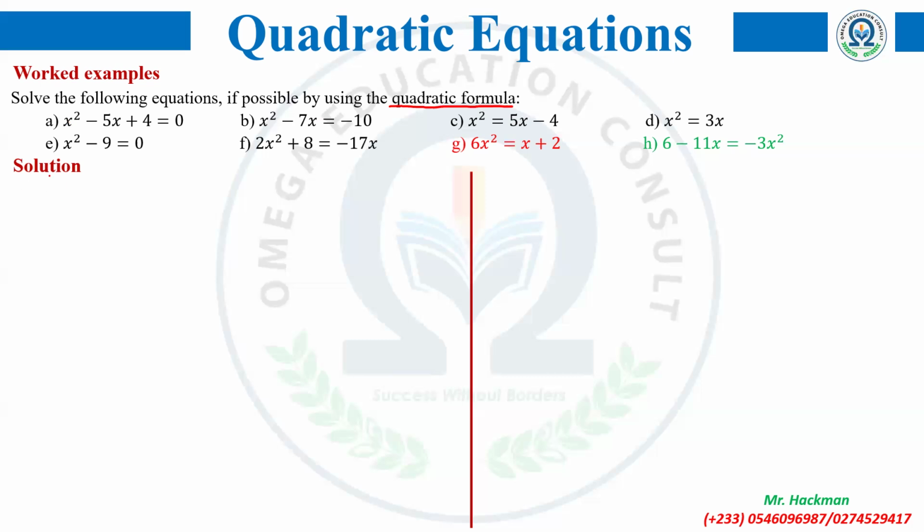Then after that, what do we write? Solution. Do we have any major question number? No. Minor question number? Yes. So I write the minor question number A. A, what are we given? We are given x squared minus 5x plus 4 is equal to 0. So this is what we have.